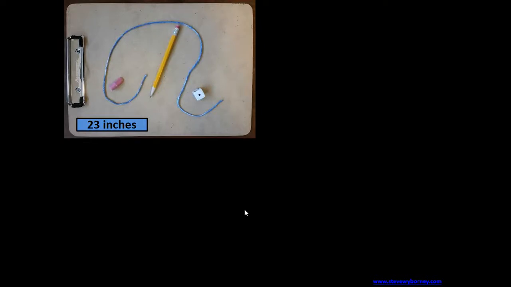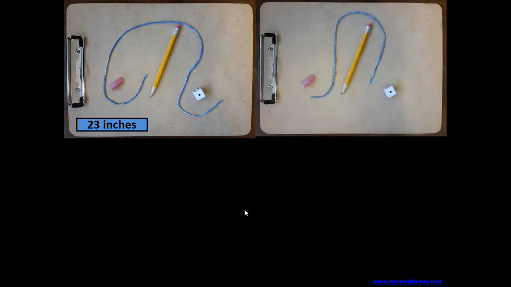Now the next image you're going to see is the eraser, the pencil, and the die in the same position and a different string. What do you notice about the length of this string compared to the length of the string in the first clipboard? Take a look at the two, and now I want you to come up with an estimate for the length in inches of the string in the second clipboard. So this one is 14 inches long.